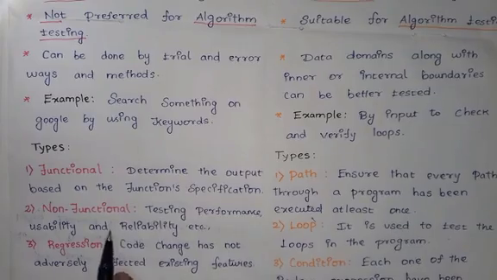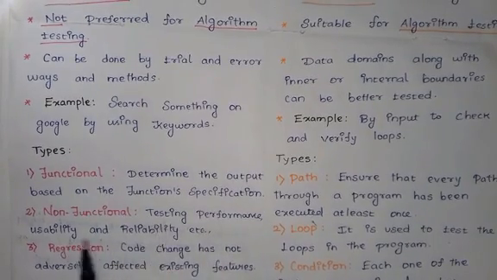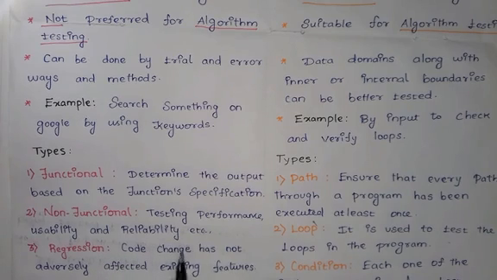The second type is non-functional. Testing performance, usability and reliability, etc. For example, we can check how many people can simultaneously log in to a software. The third is regression. Code change has not adversely affected existing features. Regression testing is nothing but a full or partial selection of already executed test cases which are re-executed to ensure existing functionalities work fine.